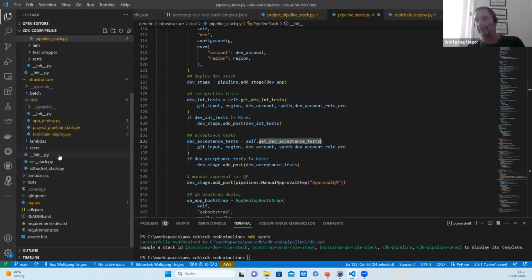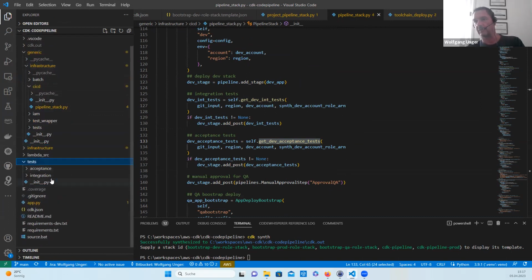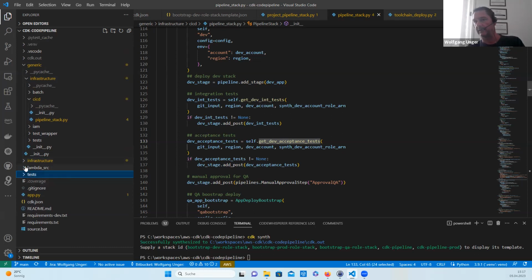In the project, for example, you can see these tests here. These are unit tests for the infrastructure classes, and there's also a test folder for these two. We can see here the acceptance and the integration test.